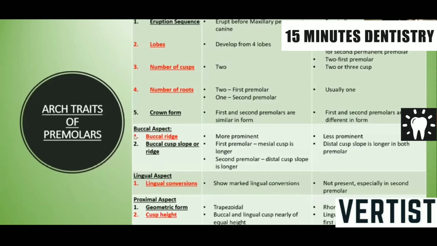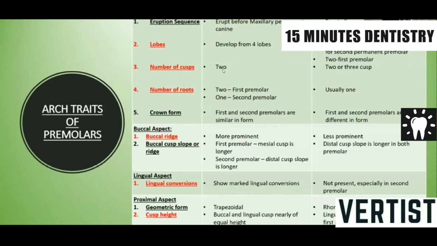The arch traits of the premolars. Now we'll focus on the important points, that is, the difference between the maxillary and the mandibular premolar. Here you can see the maxillary premolars develop from four lobes, while the mandibular first premolar develops from four lobes and the second premolar from five lobes.